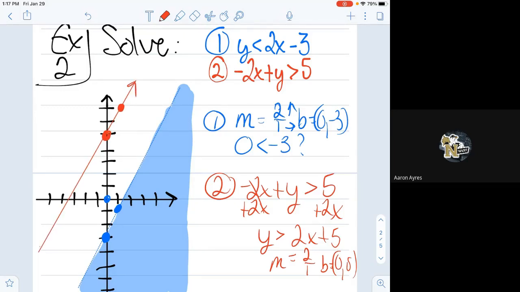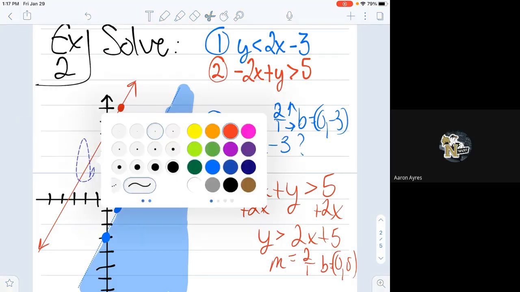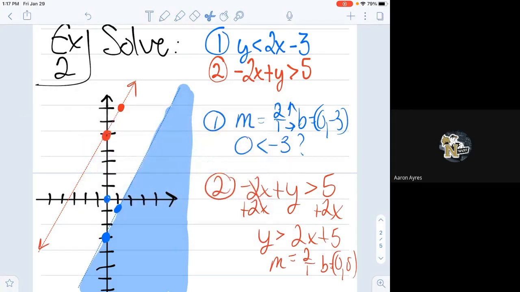All right. How's it looking, everybody? Good? Okay, do the same thing. Is 0 greater than 5? True or false? That is false. So we're going to shade the other side, where (0, 0) is not located. Like so. All right, so there's my graph.